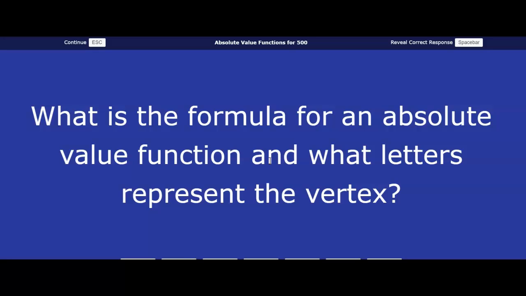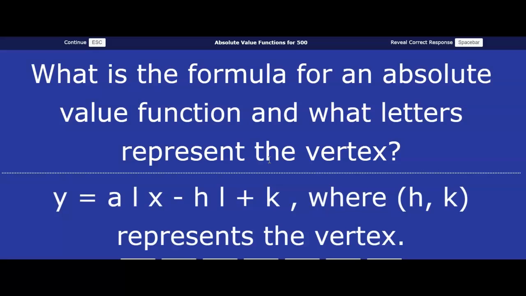There's no b or c in this. Is that y equals a times absolute value of x minus h plus k? Yes. So y equals a, absolute value, x minus h plus k, where the vertex is h, k. That's what me and Bertie were both thinking, but we just got the symbol. The letters for absolute value are specific to absolute value.